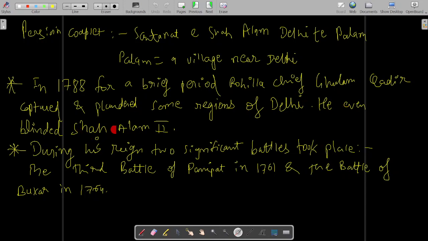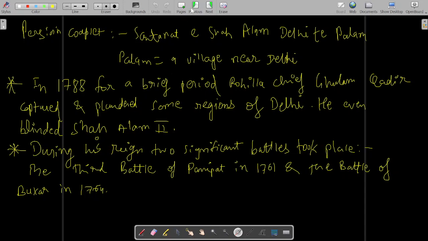He even blinded Shah Alam II. Why did he blind him? Because Shah Alam II had sexually exploited Ghulam Qadir. Shah Alam II was a person of bad character. He had sexually exploited Ghulam Qadir when Ghulam Qadir was a young teenage boy. So that's why in 1788 Ghulam Qadir took revenge by capturing and plundering some regions of Delhi, and he even blinded Shah Alam II, during the reign of Shah Alam II.